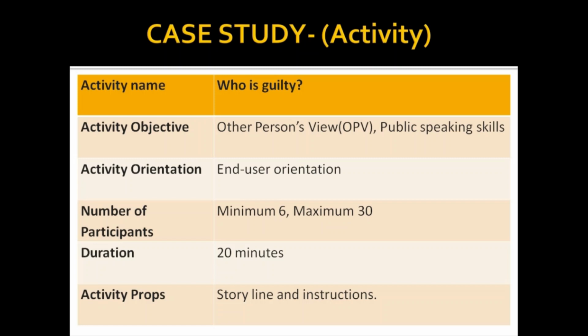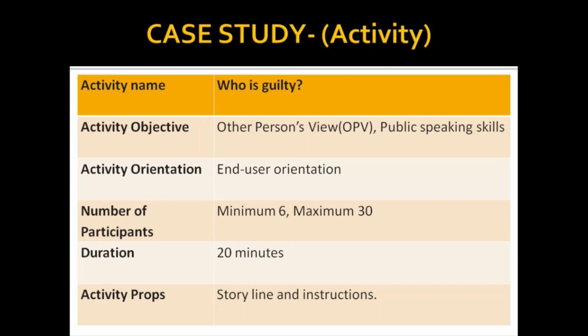The activity name is Who is Guilty. The activity objective is other person's view. As I told you, O.P.V is a public speaking skills activity. We were supposed to do this activity in the class earlier, and I have done it with previous batches who really enjoyed it. But because of this pandemic, we are doing it through this medium through which we are connecting. The activity orientation is end user orientation.